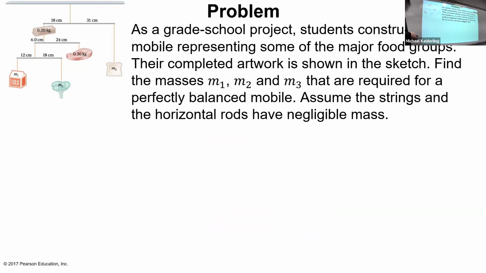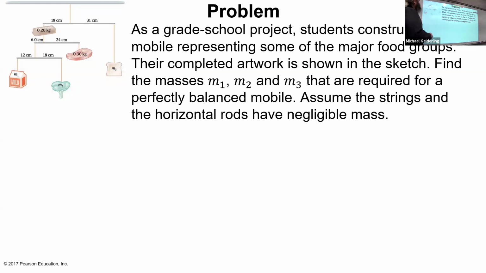So in a balanced situation like this, remember, mass times distance, the force times distance, will be balanced on either side. So mass times distance will be balanced.